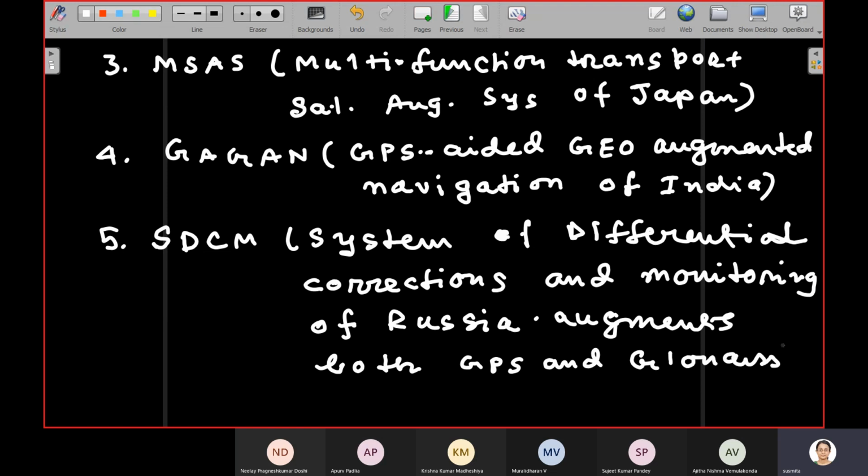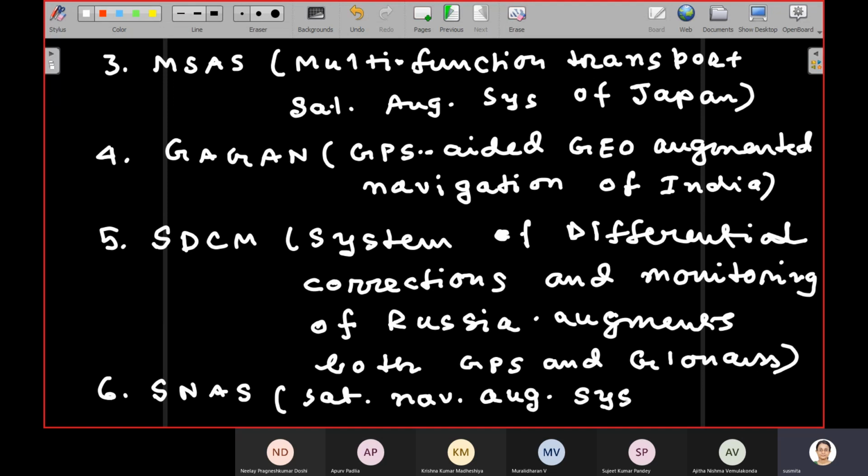The sixth one is from China, the satellite navigation augmentation system. Now, it's not clear whether they augment GPS and Beidou or only GPS.